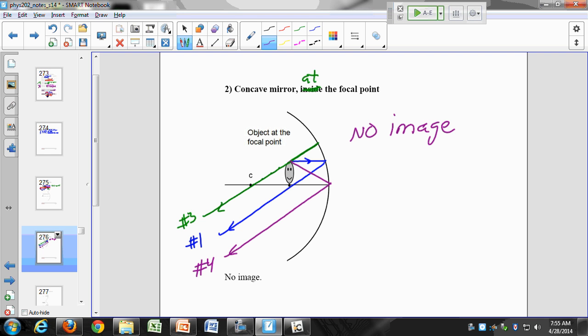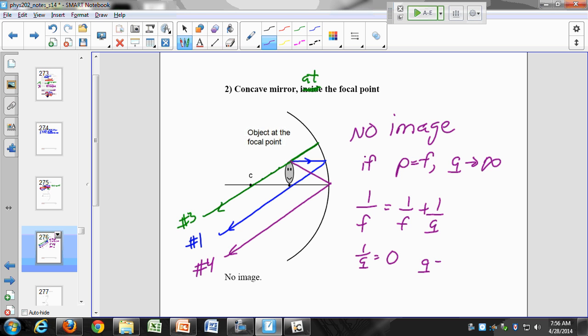You can show that if P equals F, then Q approaches infinity. We did that before. If we do our mirror equation, 1 over F equals 1 over P plus 1 over Q. That means 1 over Q equals 0. Our Q approaches infinity. Right. If Q goes really big, 1 over Q goes to 0.